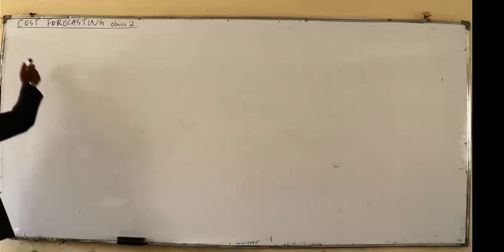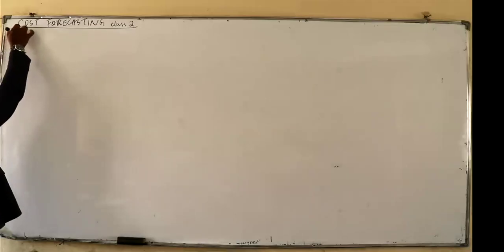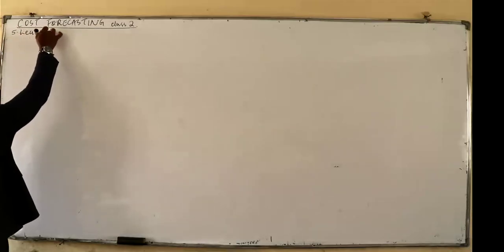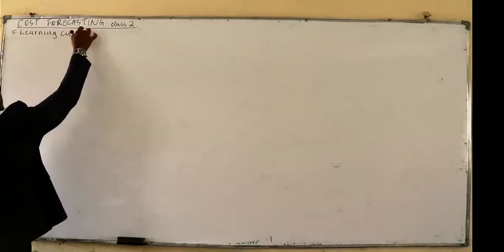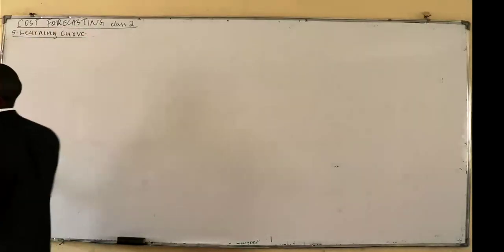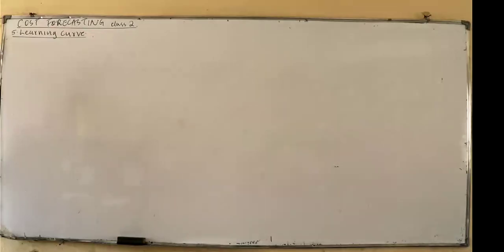So let's proceed with the cost forecasting. We have to start with number 5, which is the learning curve. We did the industrial engineering. Number 2 was the account analysis. Number 3 was the high-low method. Number 4 was regression analysis. And then number 5, the learning curve.